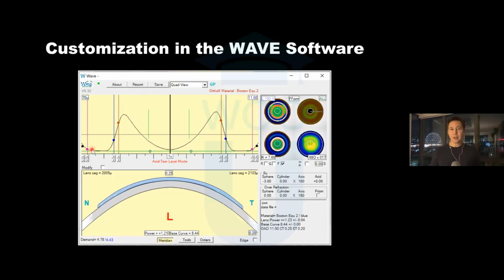If I was unhappy with the actual tip of the edge, I didn't feel like there was enough of a ski in edge lift, then I could bring this outer data point up to raise the elevation of the lens. If I want to alter the tear reservoir depth, if I want to move the tear reservoir in or out to alter the myopia control signal, I've got that ability with the Wave software. So it's an incredibly powerful platform.